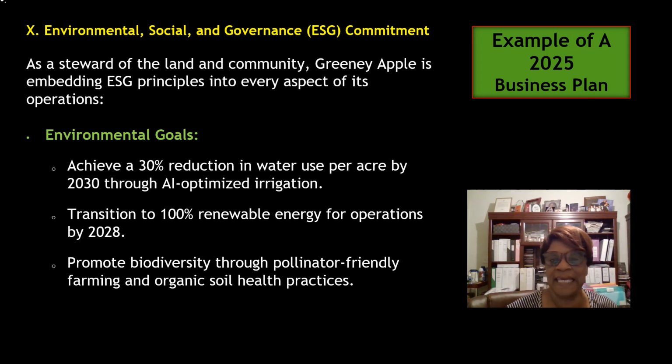Section 10, environmental, social, and governance. It's called ESG commitment. As a steward of the land and community, Green Apple is embedding ESG principles into every aspect of its operations and management. And then as you can see, there are goals that you're going to be achieving: reduction in water use, transitioning to renewable energy, and promoting biodiversity through pollinator-friendly farming, and so forth. This is what they're looking for in 2025.